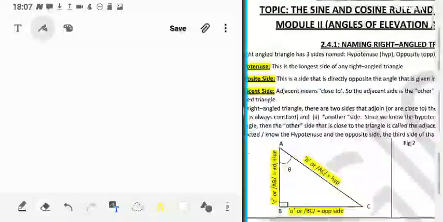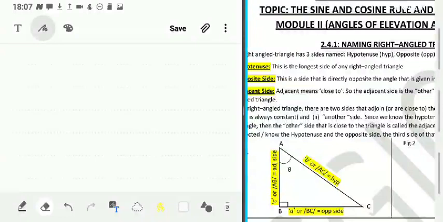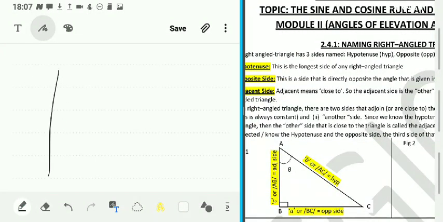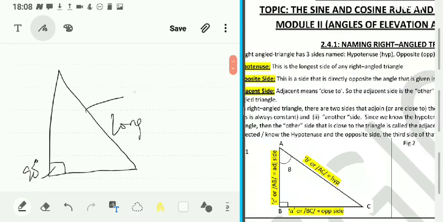The hypotenuse is the longest side of any right angle triangle. I'm going to be using one triangle here to illustrate. A right angle triangle is a triangle in which one angle is equal to 90 degrees. Right angle triangle, one angle in it must be equal to 90 degrees. This is 90 degrees. So the longest side, this is the longest side here. This is called the hypotenuse.